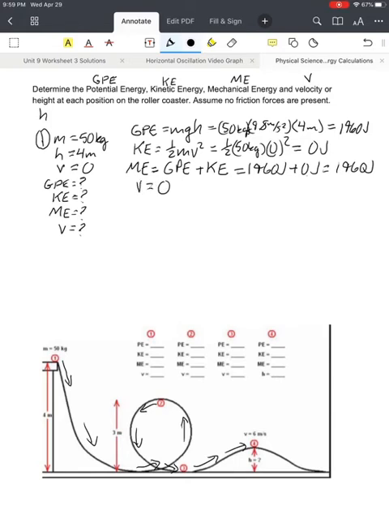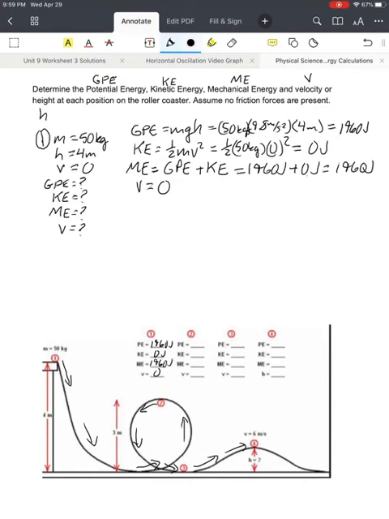Now we also said that velocity was 0. So if you're putting in numbers down here, 1,960 joules, 0 joules, 1,960 joules, and then 0 for the velocity.